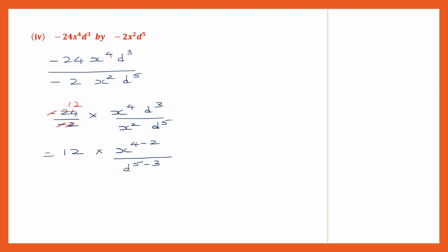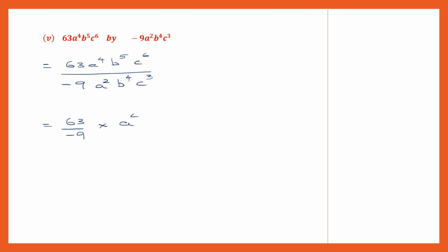So here when you simplify, what do you get? 12 into x to the power of 4 minus 2 is 2 and d to the power of 5 minus 3 is 2. So this is what we get. So let's write our final answer, 12x squared by d squared. So this is how we've got our final answer here.